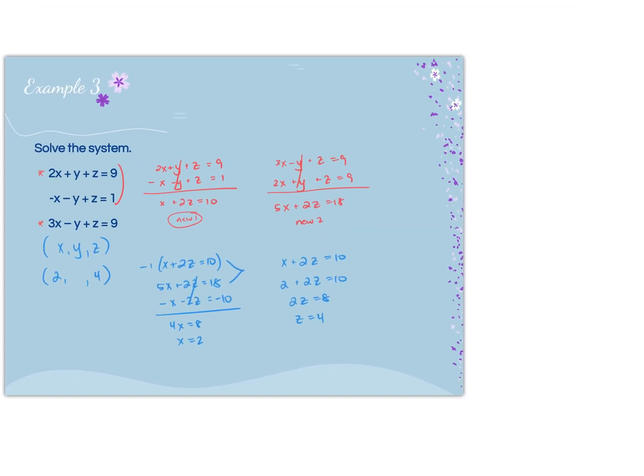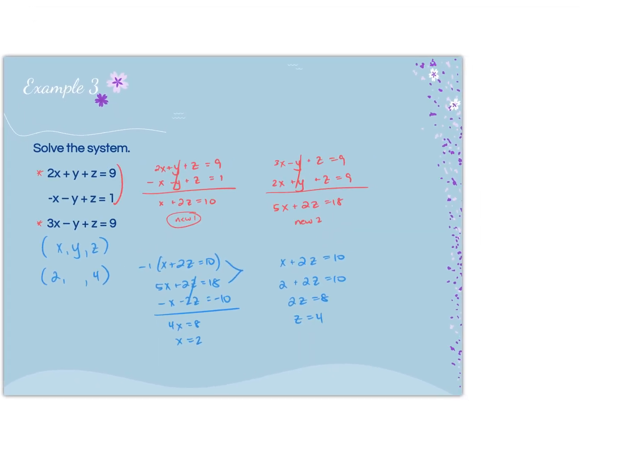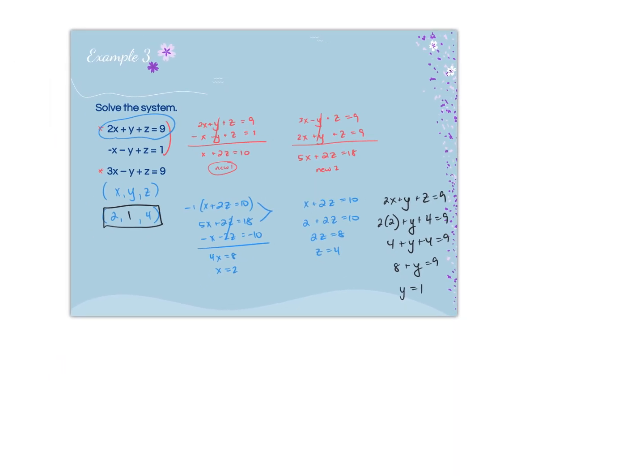And so again, now I'm going to go into one of the original equations to find the other one. I think I'm going to pick this one because there's no negatives in it. So I'll do 2x plus y plus z equals 9. X is 2. Y we don't know. And z is 4. So 4 plus y plus 4 equals 9. 8 plus y equals 9. Y equals 1. And so there's my 3 values. It's 2, 1, and 4. And again, you should check into one of the other equations, like maybe this one.